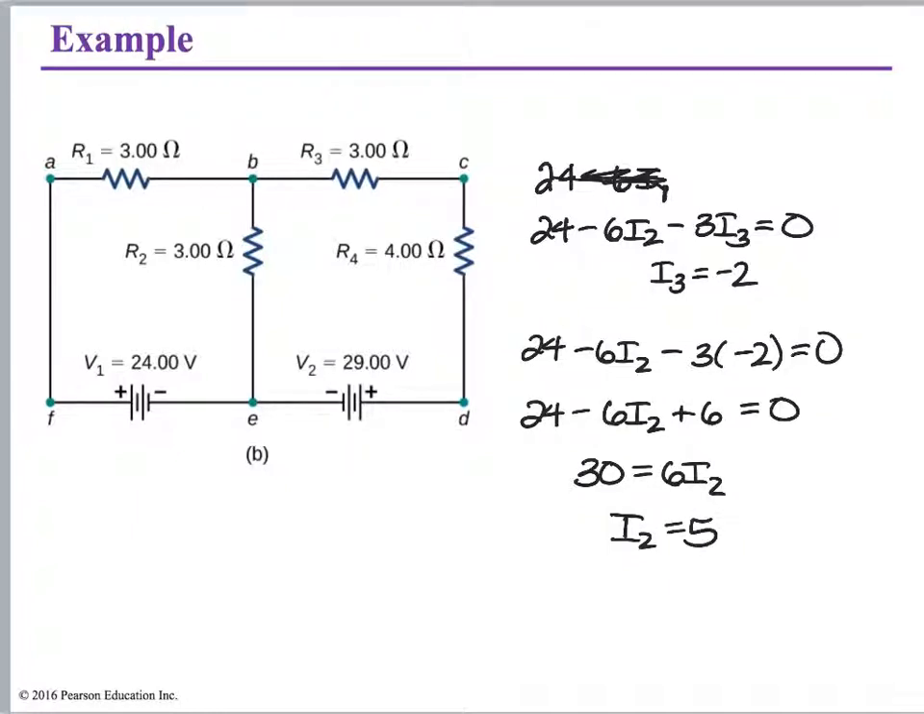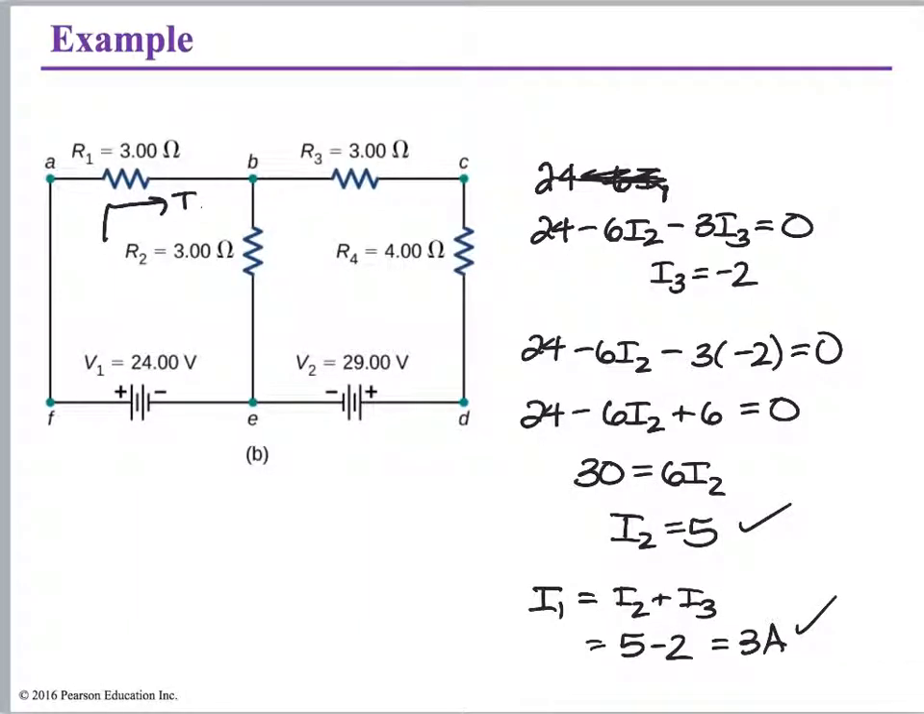And then finally, I1 was equal to I2 plus I3. So it's 5 minus 2, and that's 3 amps. And so now I found all my currents. So remember, just to remind you, this was I1, this was I2, and this was I3. All right? So that's just showing you the algebra of how we would go through that.